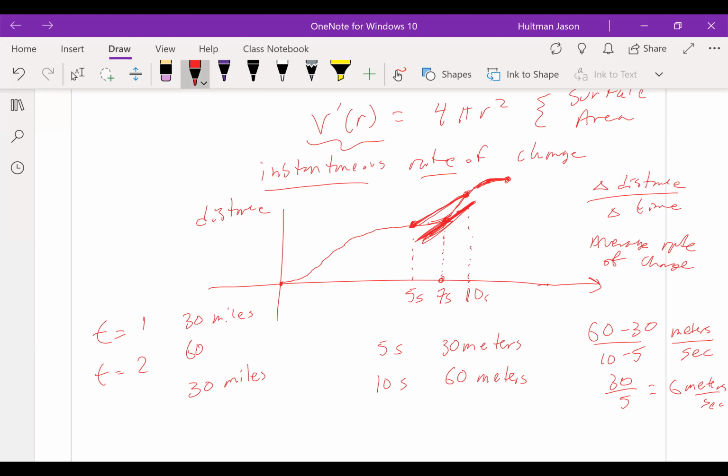It doesn't make much sense to go 30 miles at time 0. But at time 1, you've gone 30 miles. At time 2, you've gone 60 miles. So you've traveled 30 miles in 1 hour. So that's 30 miles per hour. In the first hour, you've gone 30 miles. In the second hour, you've gone 30 miles. But your speed doesn't necessarily need to be constant here.